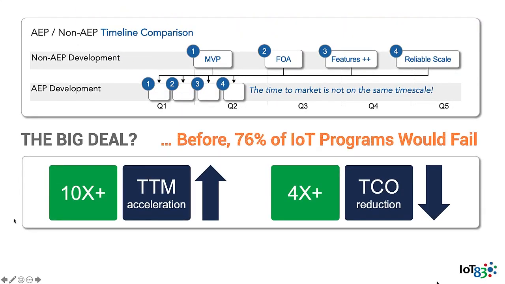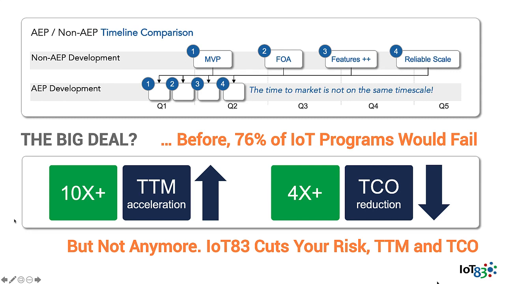The big deal? In the past, 76% of IoT programs failed to meet expectations. But not anymore. Iot83 cuts your costs, risks, and time to market to accelerate your success.